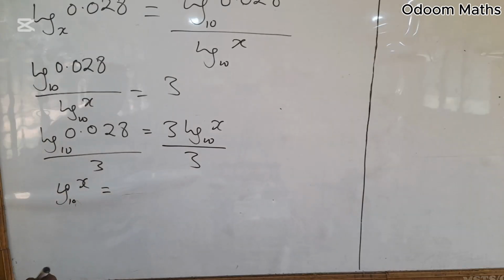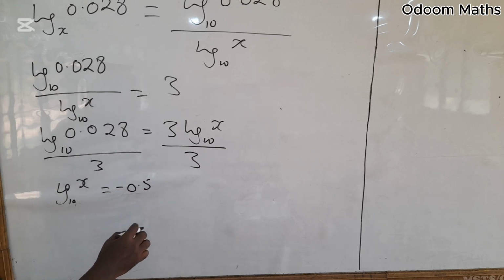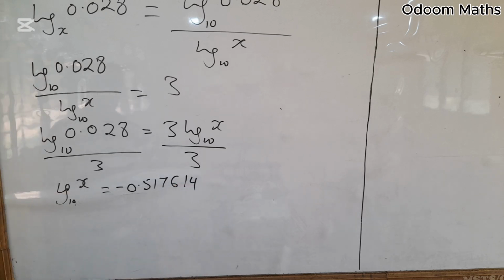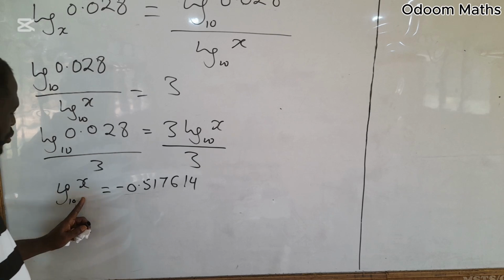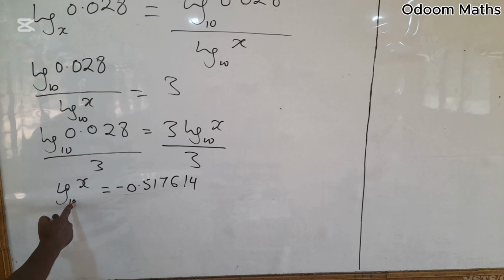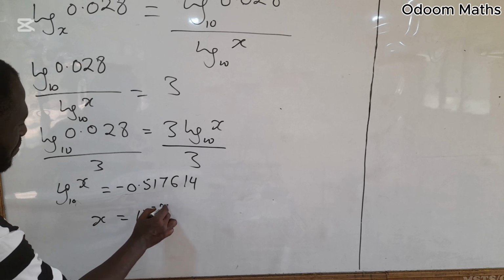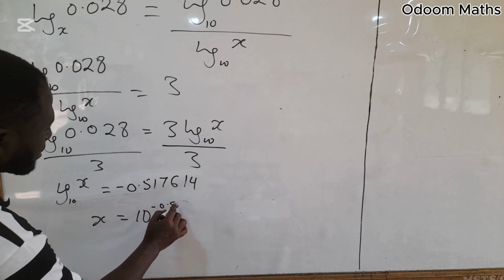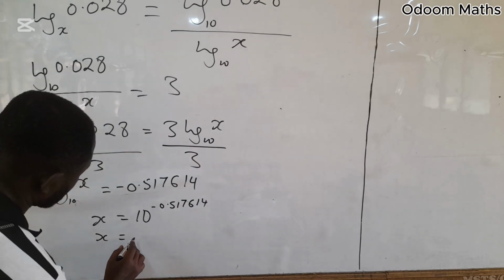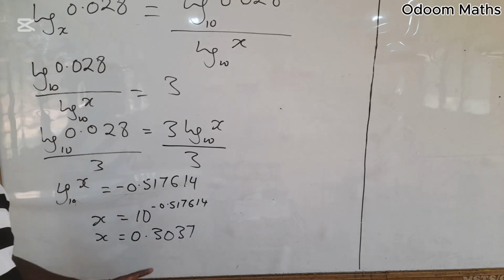So log x base 10 becomes negative 0.517614. Now to find x, we need to change this one to indices, and that can be done by taking this base 10 to this side. So x becomes 10 to the power negative 0.517614, and x becomes 0.3037. So that is the value for x.